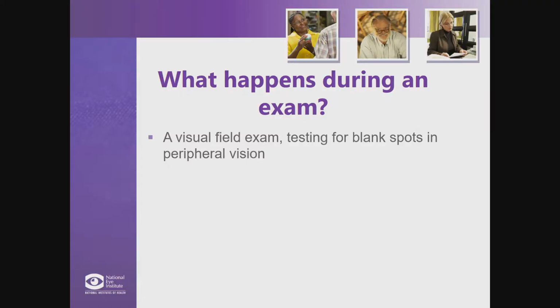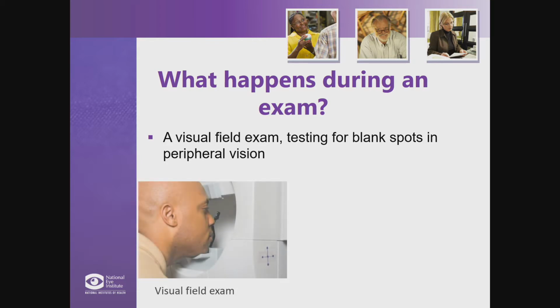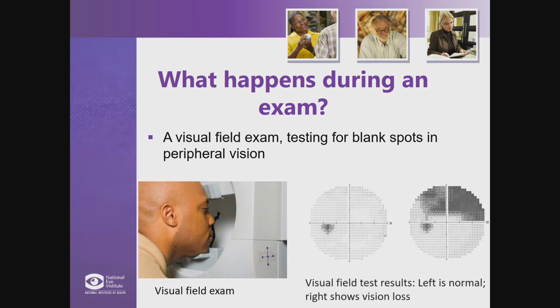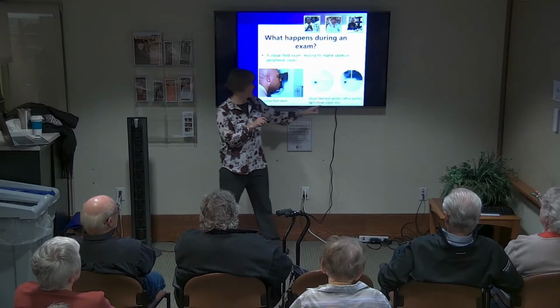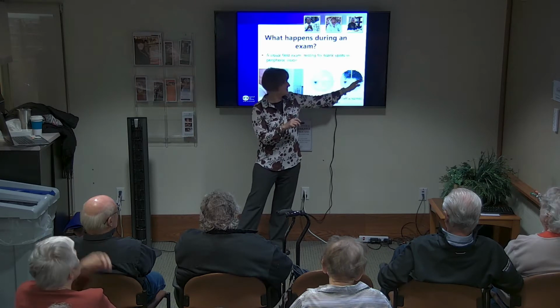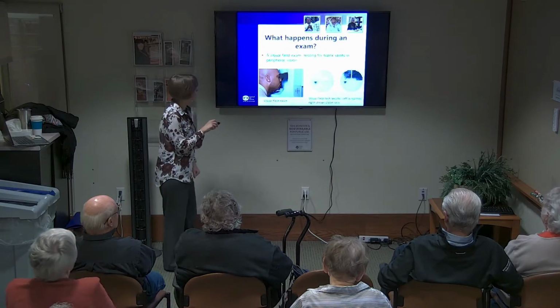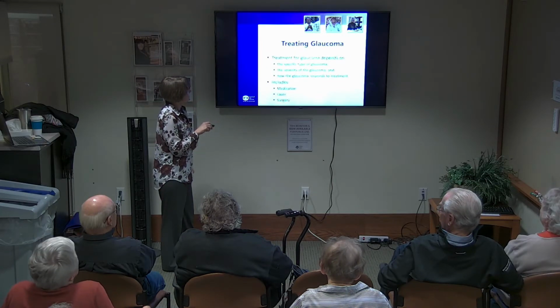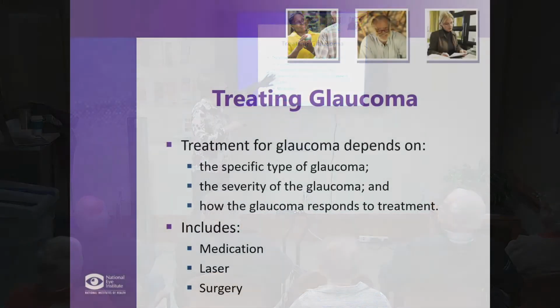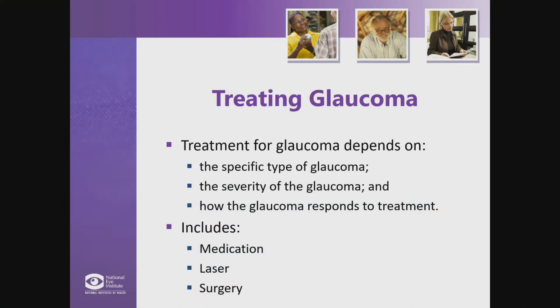So visual fields, I just wanted to show you this. You put your chin in here. This is that visual field test. This is the blind spot. That's where the optic nerve comes into the eye. With glaucoma, we tend to see this field loss. Okay? The treatment depends on the specific type of glaucoma, how severe it is, and then how the glaucoma is responding to the treatment. So if the medicine you're taking is not dropping the pressure down, we need to switch.